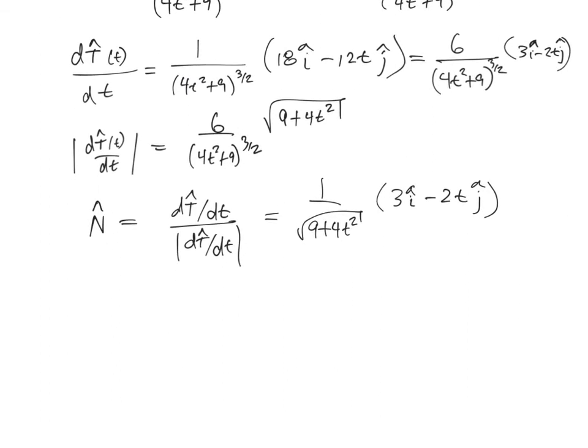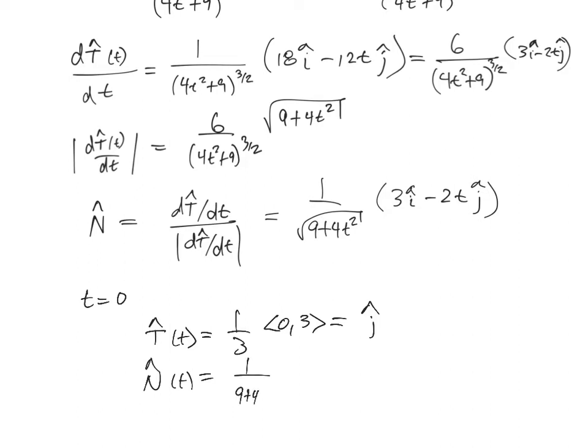Okay, and then, you could ask, well, what are these vectors, say, for a parameter t value equal to 0? Well, in that case, your unit tangent vector, when t is equal to 0, you would get 1/3, 0, 3, which would simply be j hat. And your unit normal vector, when t is equal to 0, would be 1 over the square root of 9 plus 4t squared, times 3 minus 2t, when t is equal to 0 is going to simply give you i hat, because the y component is going to be 0 when t is equal to 0. This t is also equal to 0, so we end up with 1 over 3 times 3 i hat. You just get i hat.